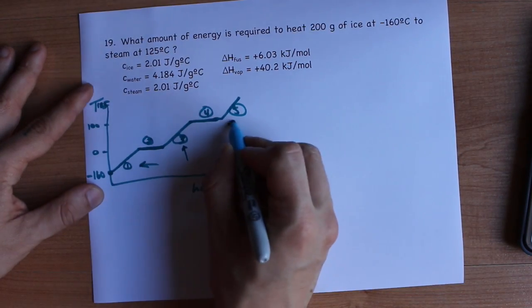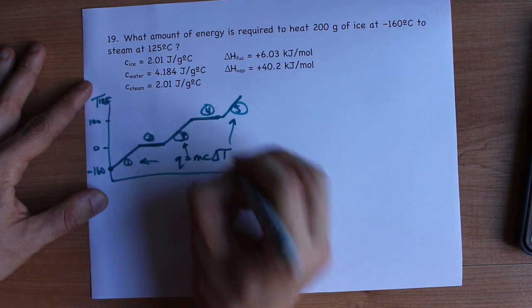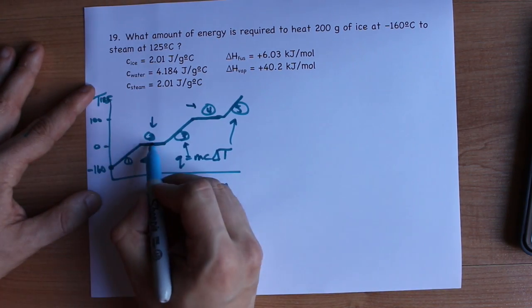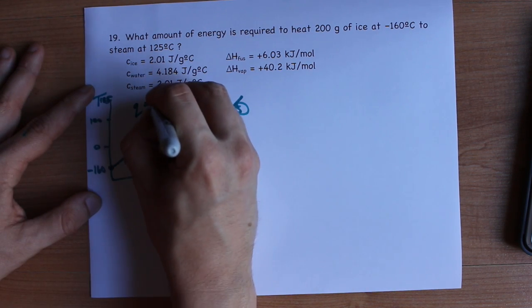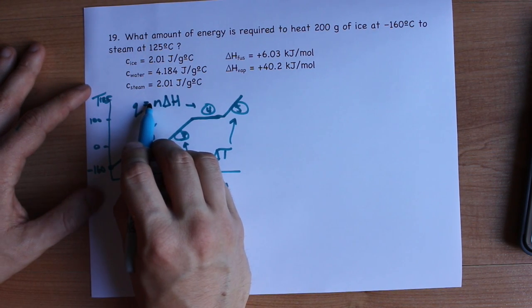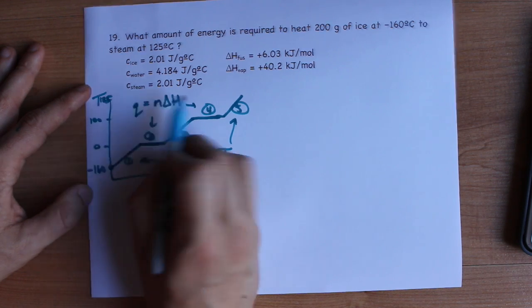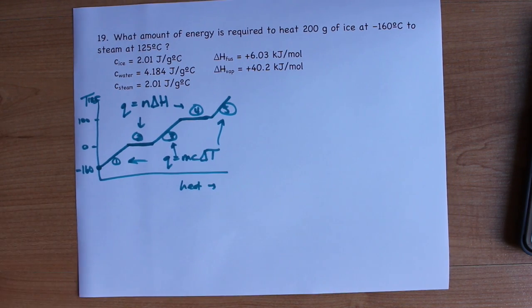The sections where the temperature is actually changing, you can use Q equals mcΔT to get the heat. When there is a change of state, melting or boiling or vaporizing, you're better to use Q equals n times delta H. Whether or not you use the negative is not my prerogative. We're going to need the total amount of energy absorbed, so they're all going to have the same sign in the end anyways. This is going to take a little while, but I'm going to do it pretty quickly for you, and you can do it with me too.